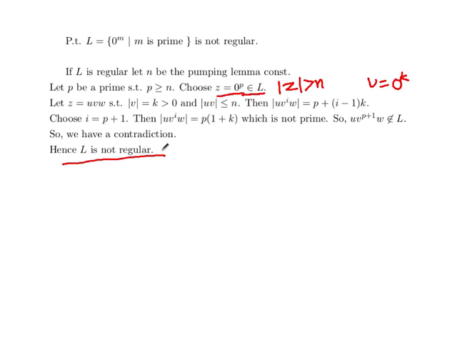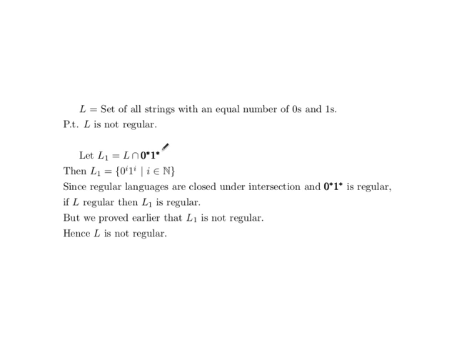Okay, the next example: L is the set of all strings with an equal number of zeros and ones. These zeros and ones can occur at any place. So the sigma that we are talking about here is just {0, 1}, and L is a language over this sigma, of course.